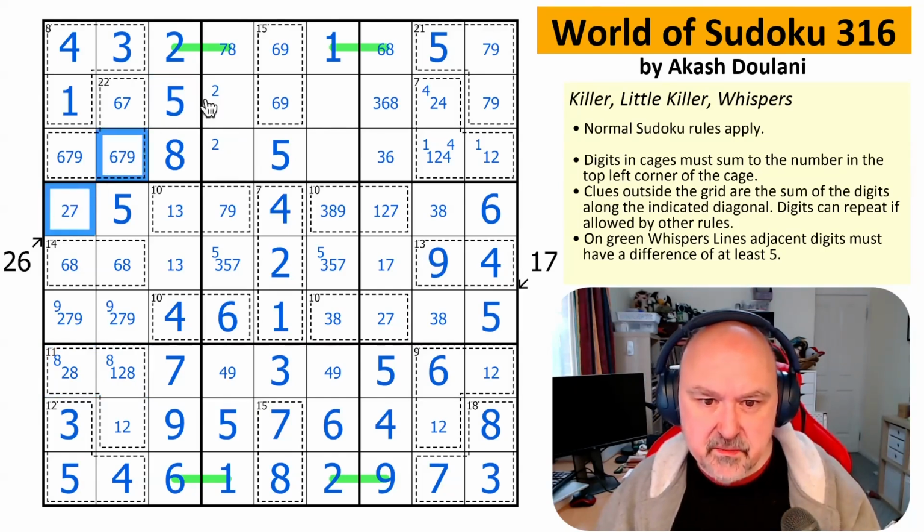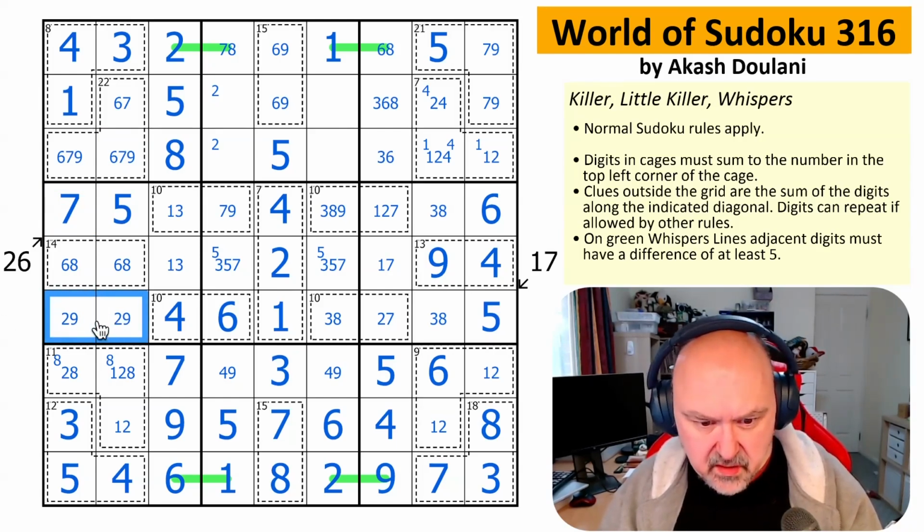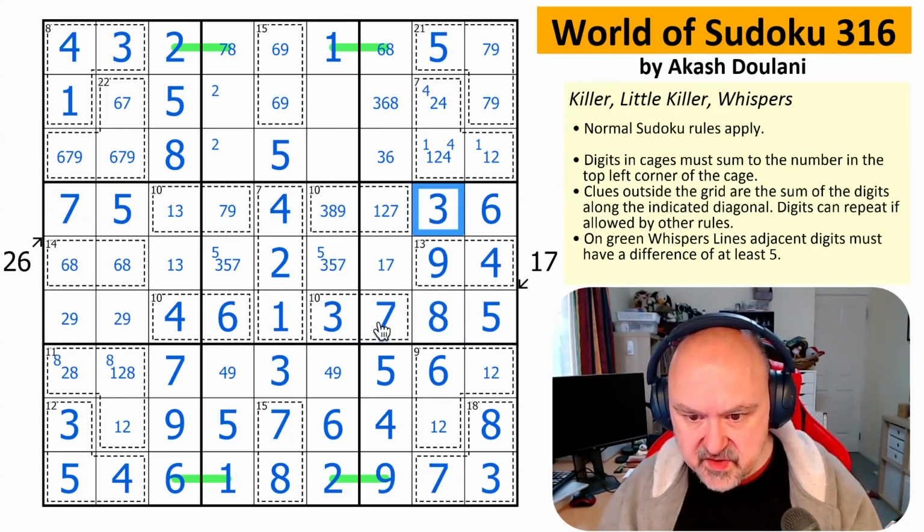So these have to sum to 21. So that can't be a 2. That has to be a 7. Which means that's not a 7. That's not a 7. This is a 2, 9. Which means that is a 7. Which means that is a 3. Which means that is an 8. Which means that is a 3.